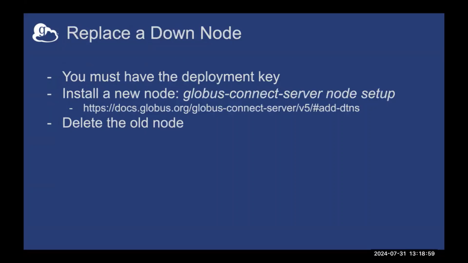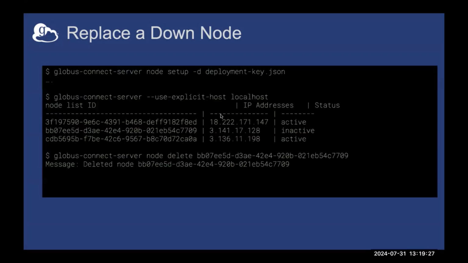Okay, so replacing a down node. Again, you have to have the deployment key. The process is going to be that you install a new node. This link here talks about how to do that, but it's basically the installation guide. One of the steps is you install a new node, same process. You have that deployment key, you use it to set up the node, and once you have the new node there and it's healthy, you delete the node that's not healthy. So these are the steps in doing it.